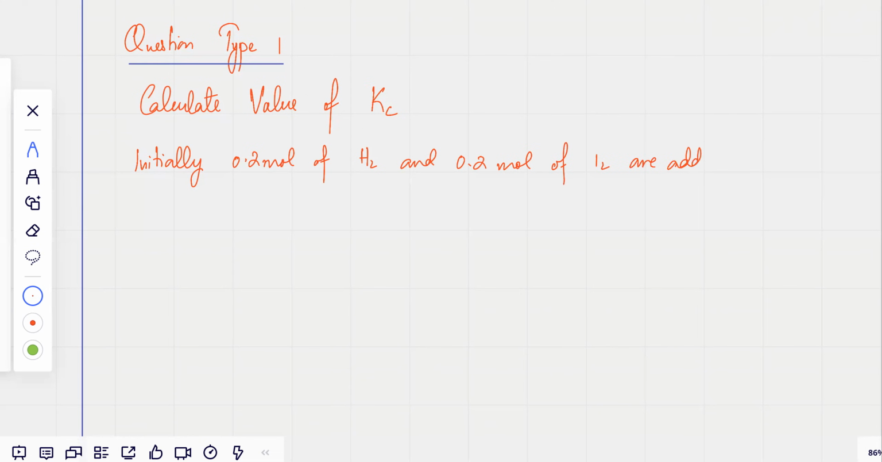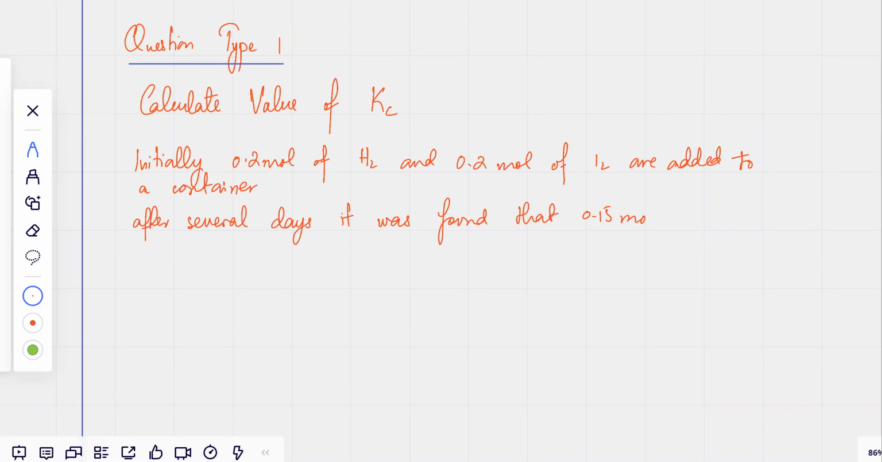Are added to a container. Eventually a reaction happens. After several days, it was found that 0.15 moles of I2 were left.